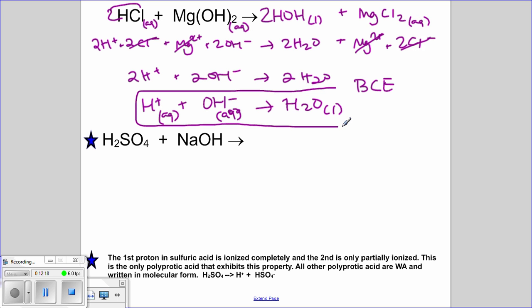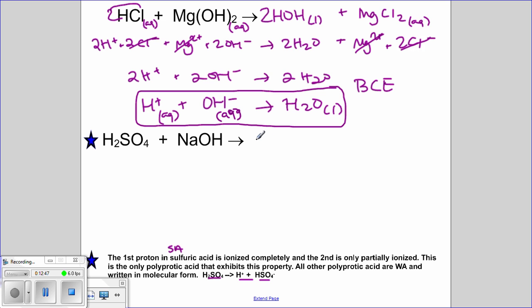Any acid and base reaction, a lot of times if it's a strong acid and base, you'll have this NIE. Alright, this one's special. If you look at the little footnote down here, the first proton in sulfuric acid is ionized completely, and the second is only partially ionized. This is the only polyprotic acid that exhibits this property. That's because sulfuric acid, if you remember, is a strong acid. All other polyprotic acids are weak acids written in the molecular form. This is how we want to write this out whenever we ionize it.